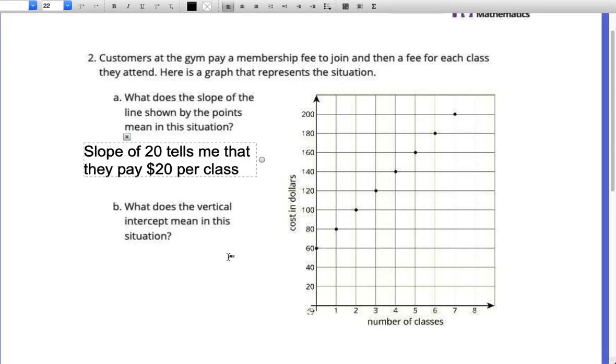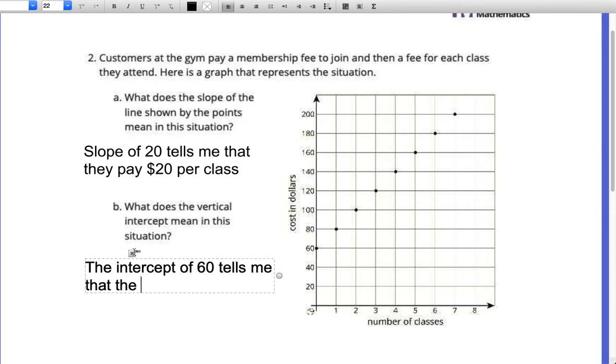What does the vertical intercept mean in this situation? Well, there's the vertical intercept right there. On the y-axis, it's 60. And so the intercept of 60 tells me that the membership fee is $60.